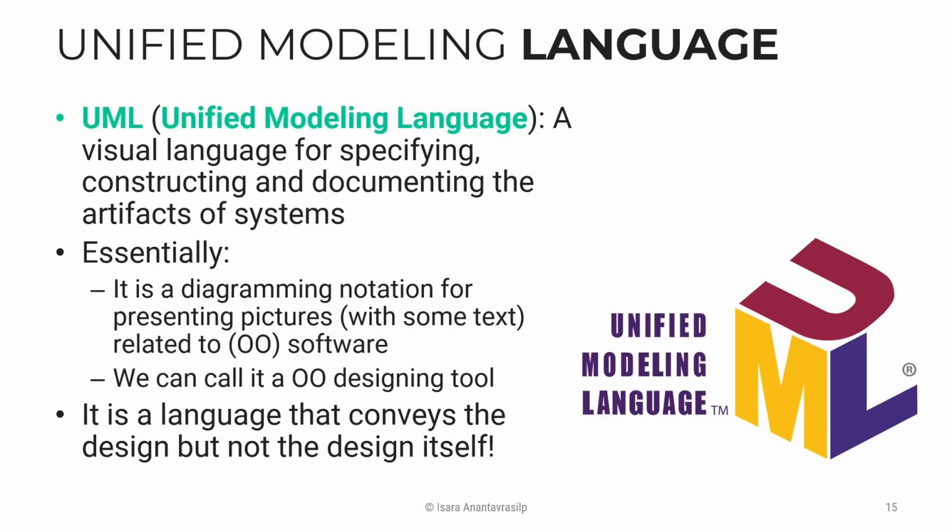But even though it is a diagram with some notations, it is still a language. It is a language that conveys a design, but not the design itself. So it means that you need to have the design in your head first and use this to describe what you want to do, what you have in your head. And because it's a language, everything in the notation has a specific meaning. It has some grammar, it has some vocab. If you draw some lines with some symbols, it has to mean something. And in this course, we're going to emphasize that meaning as well.